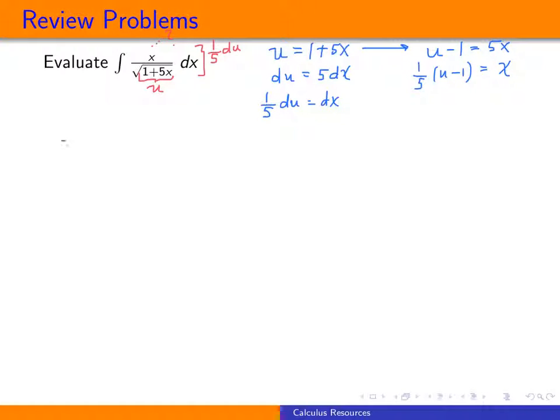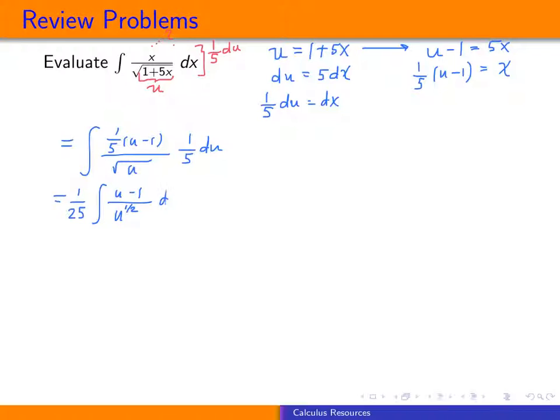Now we can express our integral solely in terms of u's. The x becomes 1/5 the quantity U minus 1. The denominator is the square root of u, and dx is 1/5 du. Now, this should hopefully be a simpler integral for us to evaluate. 1/5 times 1/5 pulls out front as a 1/25, and we're left with integrating u minus 1 divided by the square root of u, which I'm going to write as u to the 1/2.